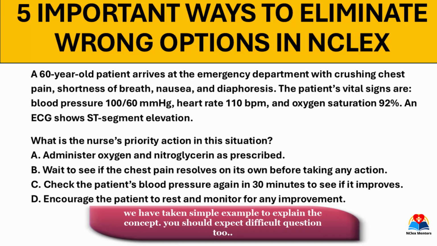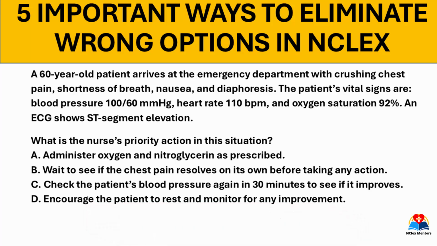A 60-year-old patient arrives at the emergency department with crushing chest pain, shortness of breath, nausea, and diaphoresis. The patient's vital signs are blood pressure 160 over mm, heart rate 110, and oxygen saturation 92%. An ECG shows ST segment elevation. What is the nurse's priority action in this situation?